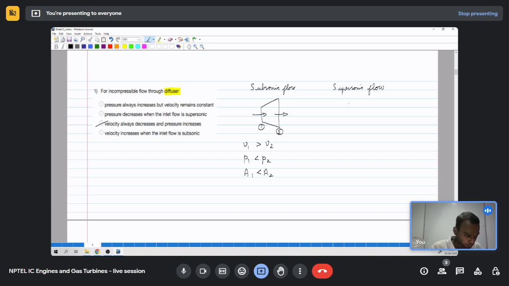Whereas in case of supersonic flow, the section will have a converging area, this is 1, 2, this is the direction of flow. Again the same thing applies: velocity at 1 is greater than velocity at 2, pressure 1 is less than pressure 2, but area at 1 is greater than area at 2. So this is the case with the diffuser, and in case of a nozzle the things will be reversed. For a subsonic flow nozzle the area will be converging, and for a supersonic nozzle the area will be diverging.